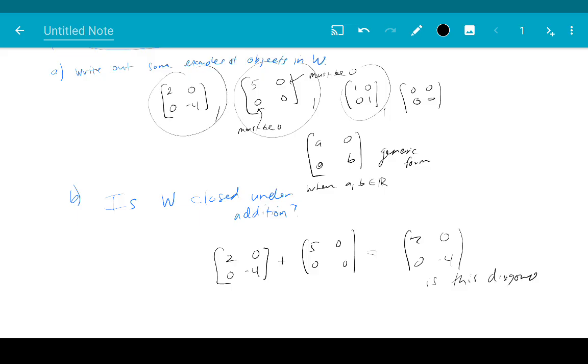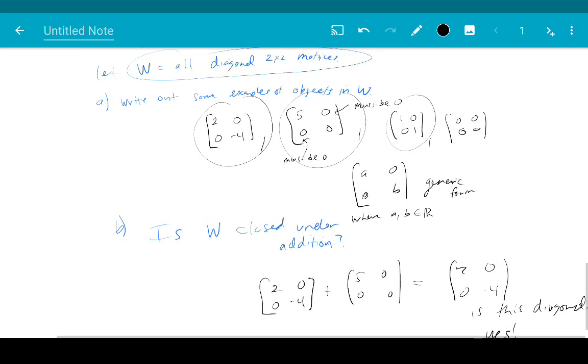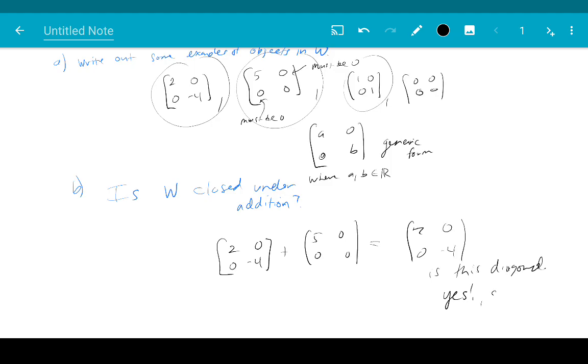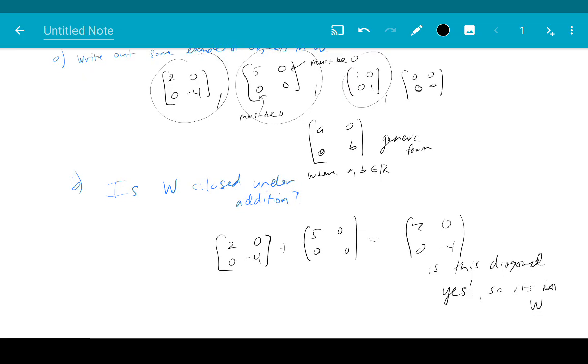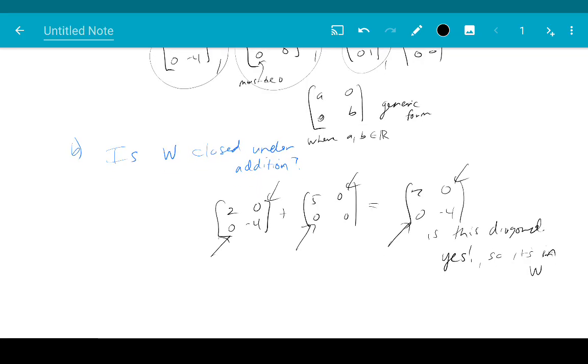You look at it and you see that it is. And since it is diagonal, and W is the set of all diagonal 2 by 2 matrices, it must be in W. So this result is in W. Sorry for the handwriting. So the question is, is that always going to happen? And the answer is yes. This will always happen, because if you're adding two matrices that both have a 0 in the lower left corner, you're going to be forced to get a 0 in the lower left corner of their sum. Same thing in the upper right corner. And any 2 by 2 matrix that has a 0 in the lower left corner and 0 in the upper right corner must be diagonal. So yes, it is closed under addition.